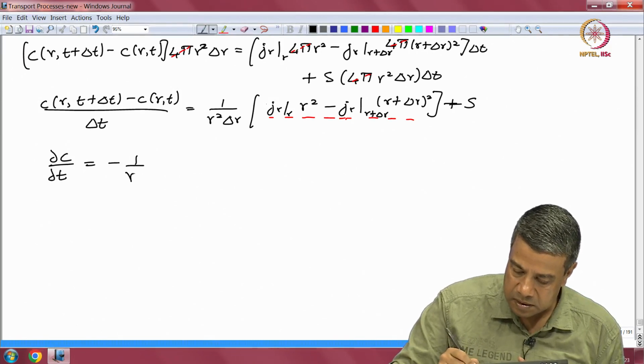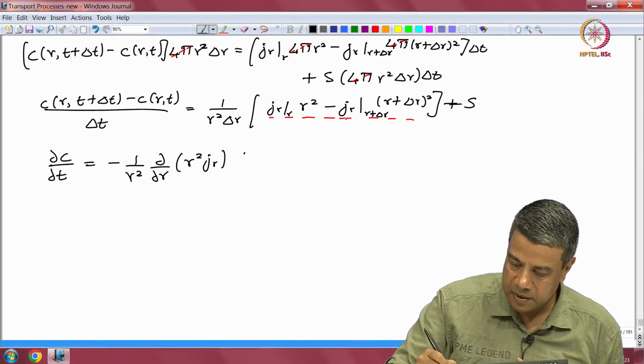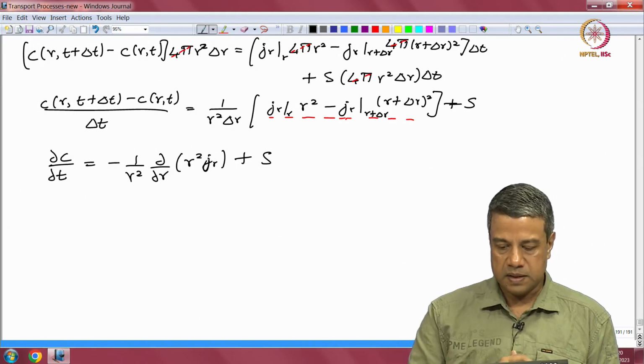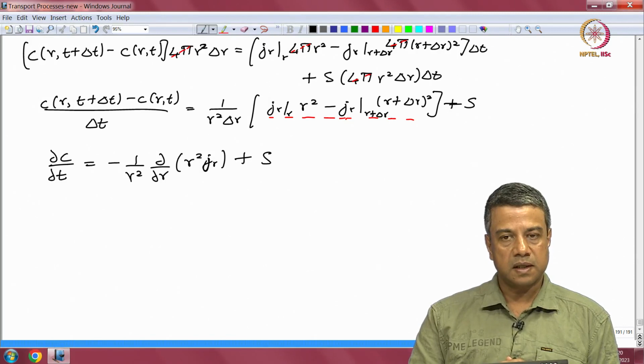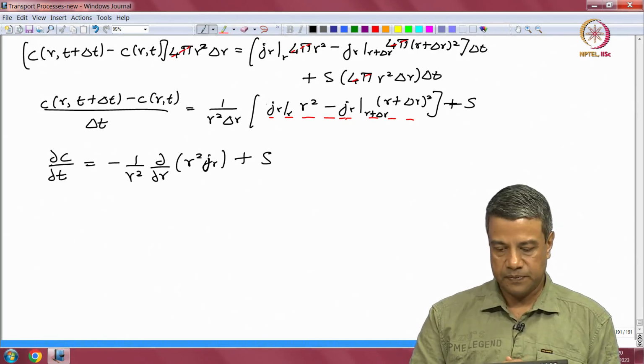minus 1 by r square partial by partial r of r square j r plus s, where j r is the flux. So, this is the concentration equation expressed in terms of the flux.